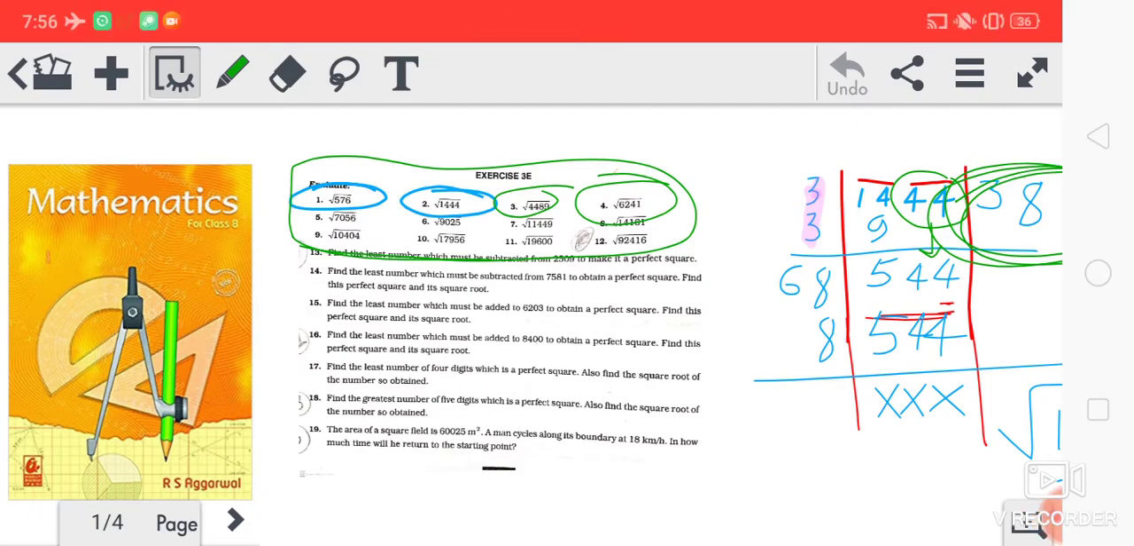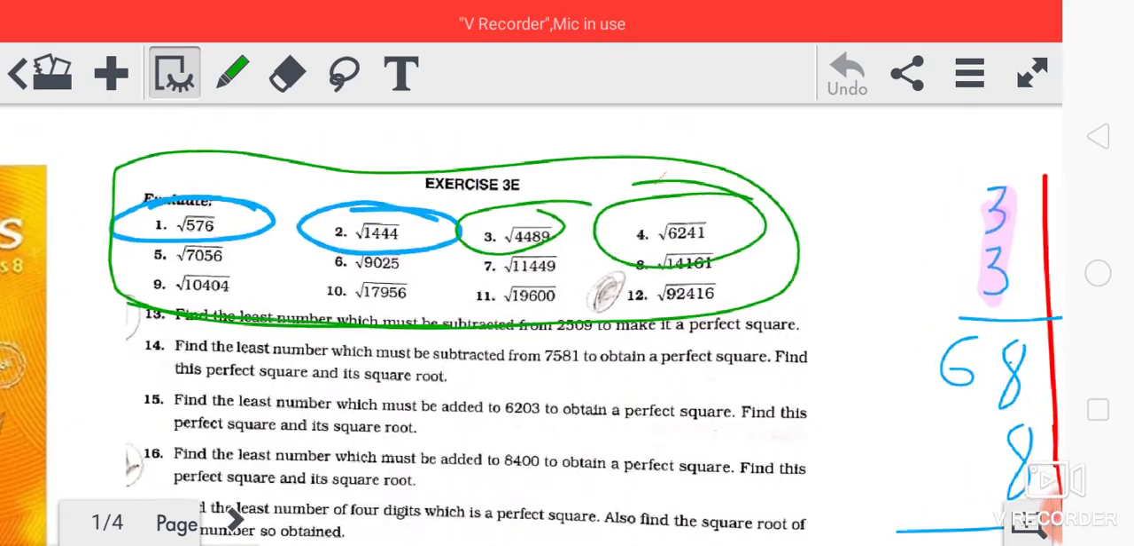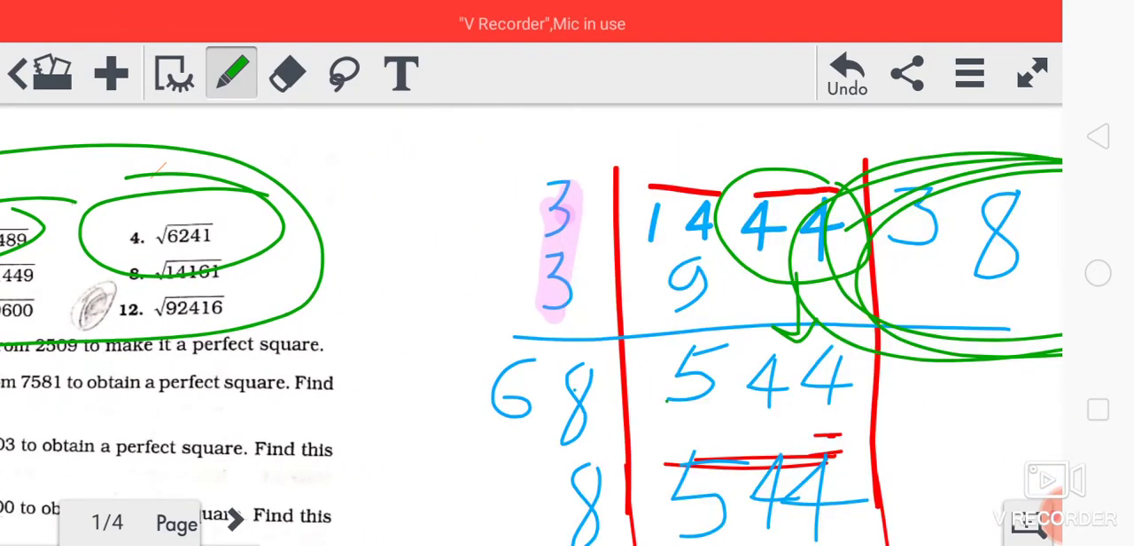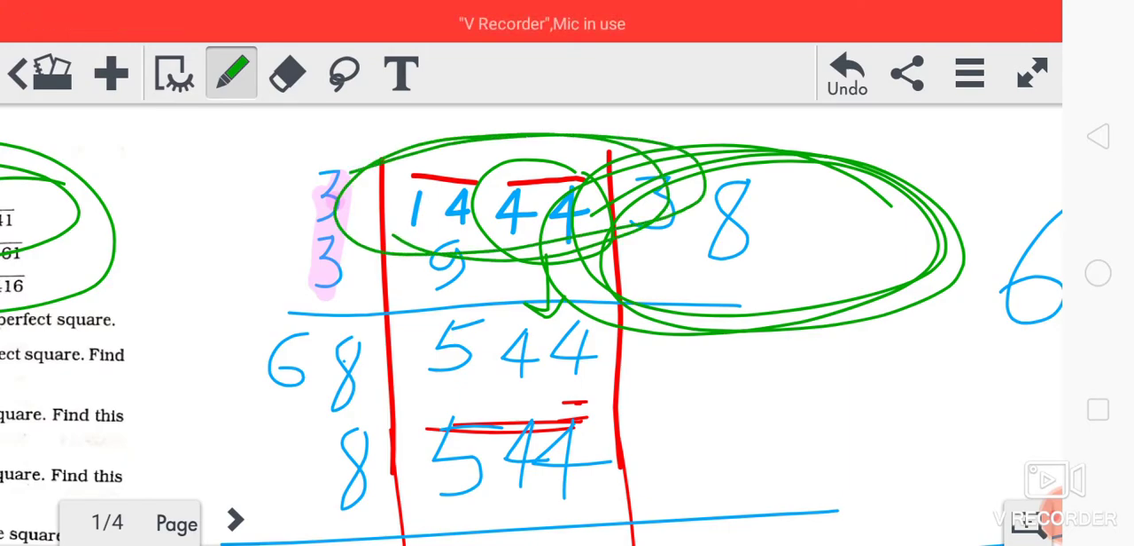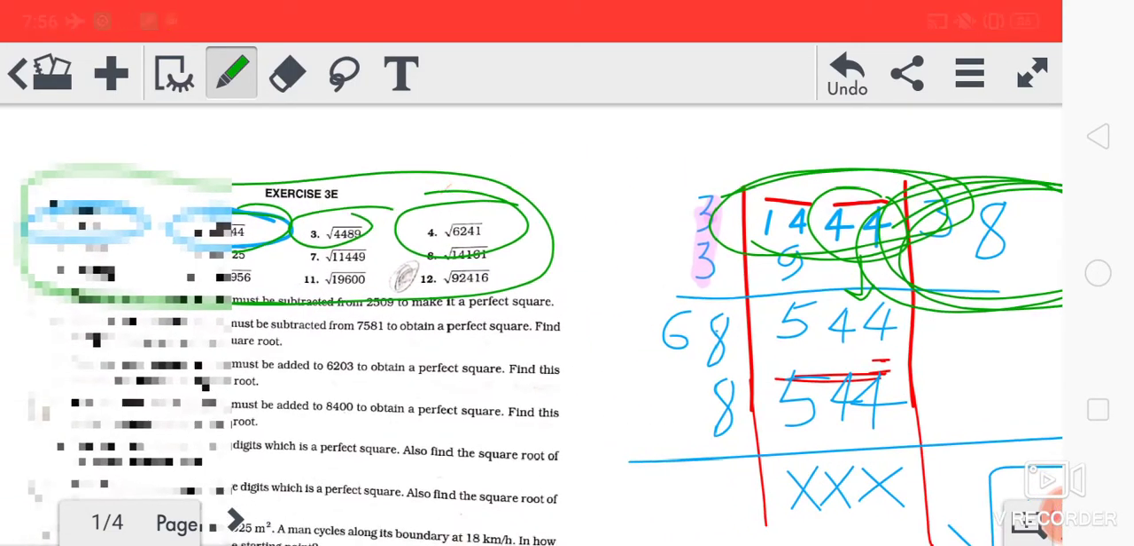So, exercise 3E. Yesterday we had seen the division method, finding the square root by division method. A few questions we had solved. As you can see here, this question 1444, its square root by division method we have seen.